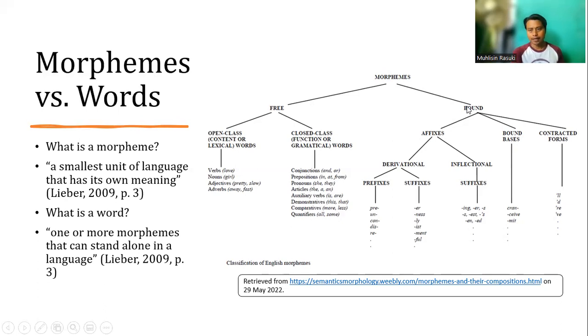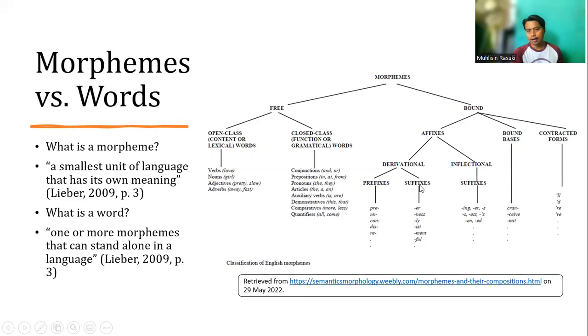Bound morphemes again can be divided into three. The first is affixes, the second is bound bases, and the third is constructed forms, right? And here are the examples of each. You may see that affixes may further be divided into two types, derivational and inflectional, and derivational morphemes may further be divided into two, that is prefixes and suffixes.